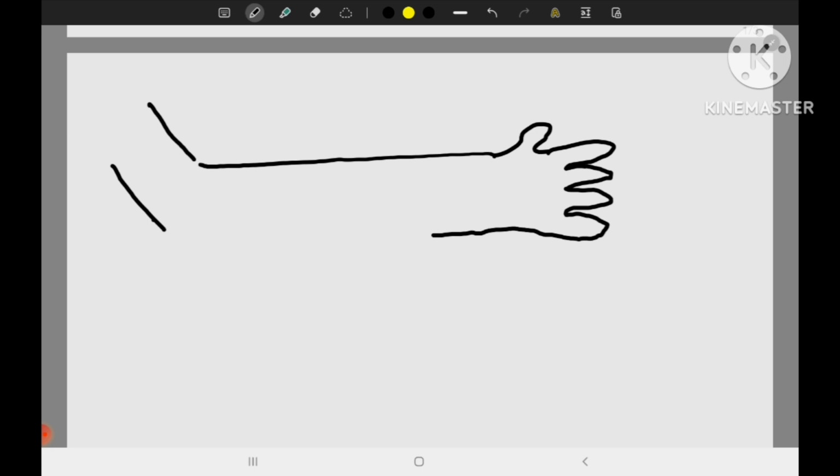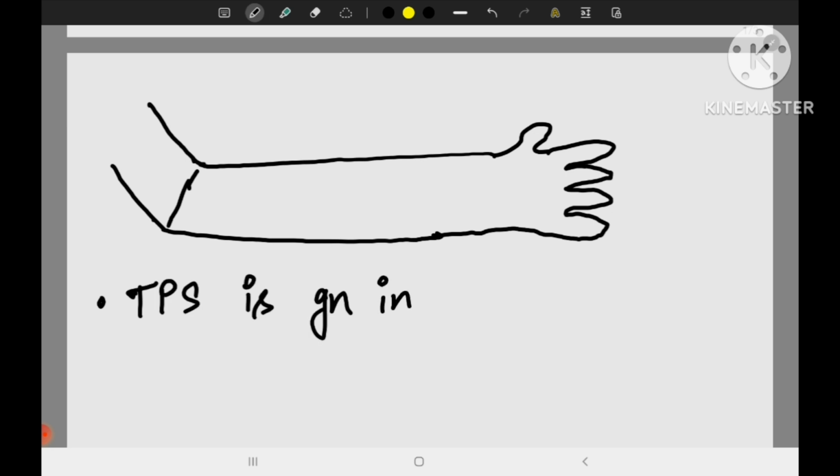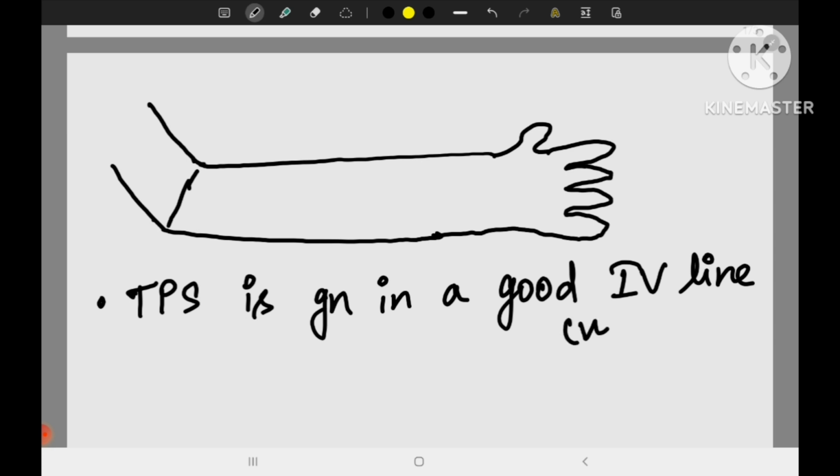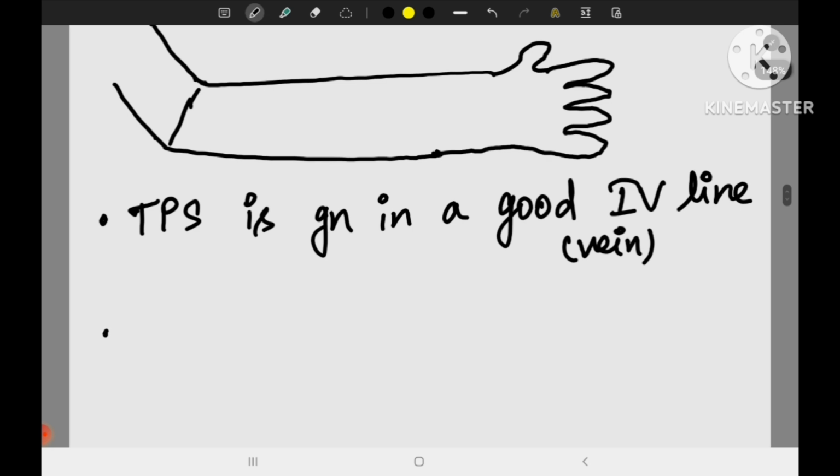So usually we administer thiopentone sodium. This is a brachial crease. We administer thiopentone sodium in a good IV line, in the sense in a good vein. A vein has a large lumen, and thiopentone sodium has an ability to form crystals. It usually forms crystals.